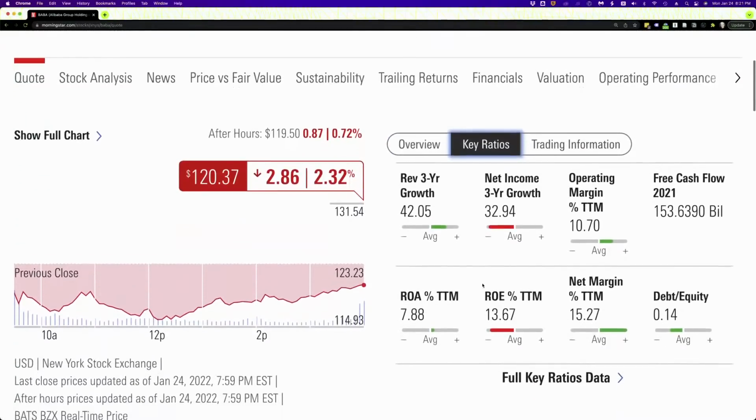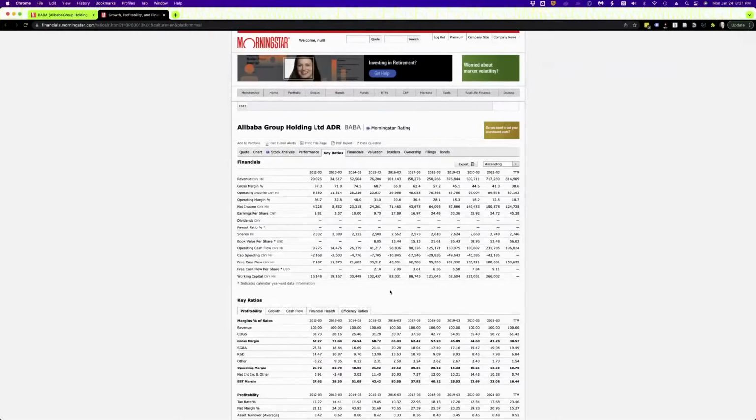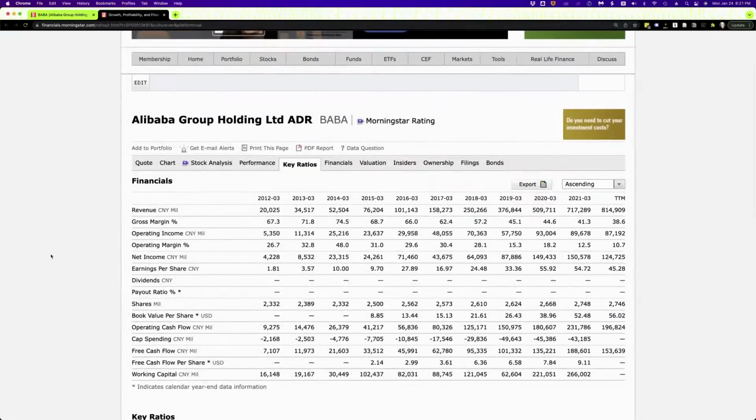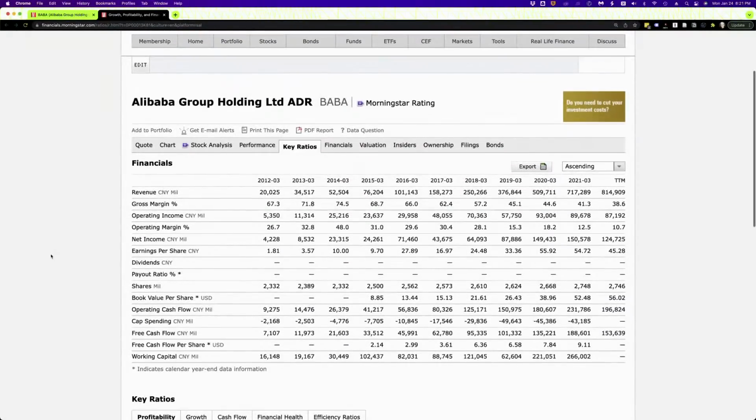I was looking at full key ratios data. Let's see what we get. Oh my, look at this. This is old school. This is what Morningstar used to look like, when they had tons of data. This gives you more data than the other one.